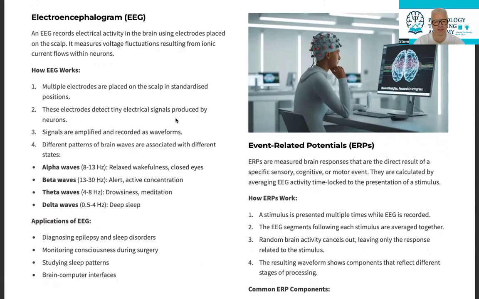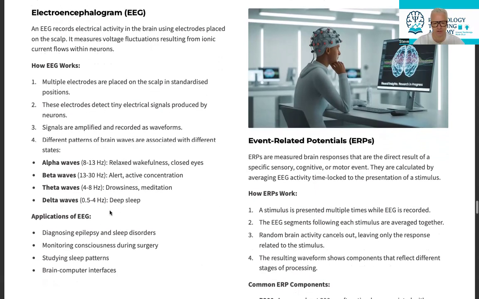And this is how it works, which is basically what I just explained. And you get these different waves: alpha, beta, theta, and delta waves. Like I say, it's used a lot in sleep and also dreams.